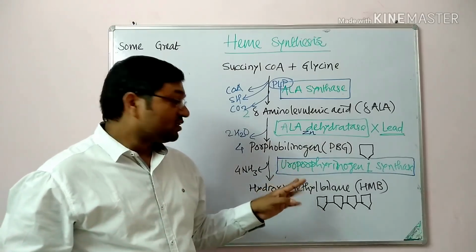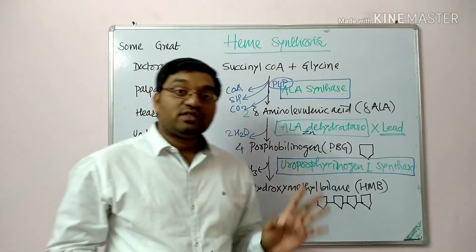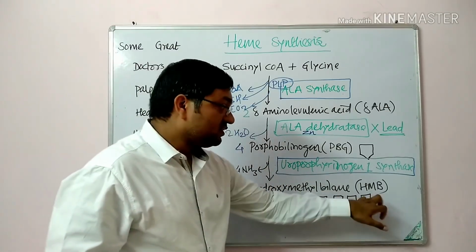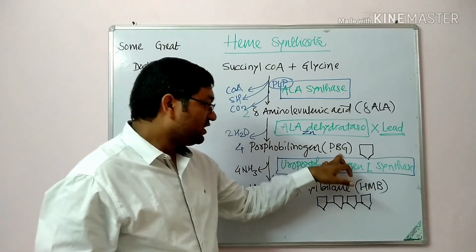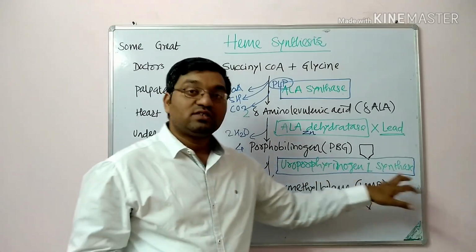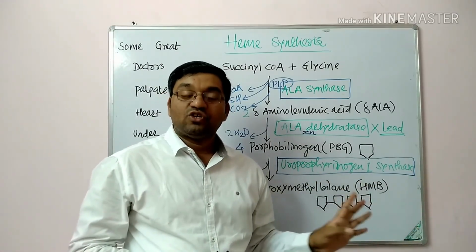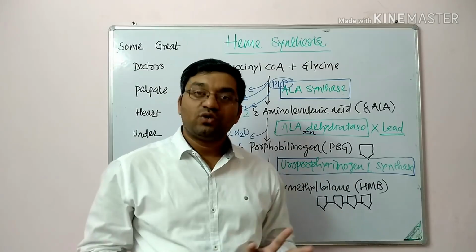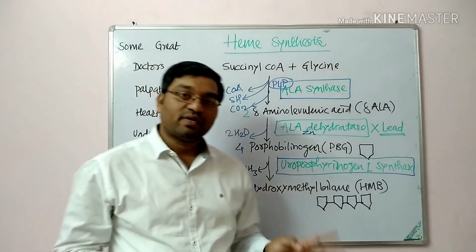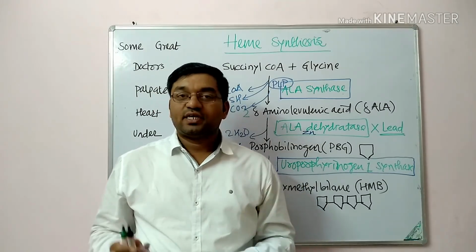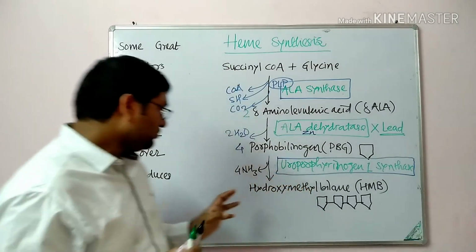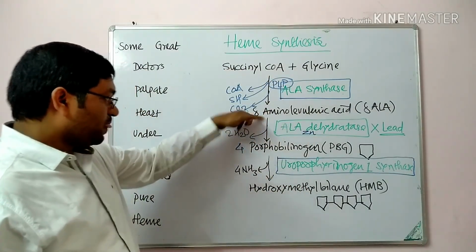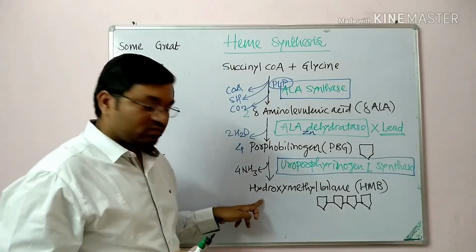This is important for the entrance purpose. They are deficient in acute intermittent porphyria. The names are hydroxymethylbilane synthase, or porphobilinogen deaminase, or uroporphyrinogen I synthase. Deficiency of this enzyme leads to the disorder known as acute intermittent porphyria, which is characterized by abdominal pain and neuropsychiatric manifestations. Okay, so this is "some great doctors palpate heart".